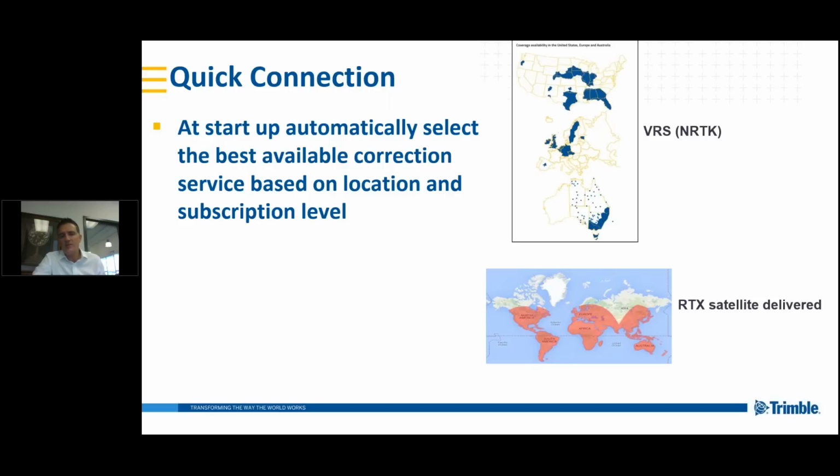So it's very quick to connect. At startup, the app automatically selects the best available correction service based on location and subscription level. There are four levels of subscription that give you four different accuracies. The first two, meter and submeter, use the RTX satellite system, which is a low-elevation L-band correction service. To get to decimeter and centimeter, we need the VRS network, something like CanNet or VRS Now network, together with an RTX satellite correction service.